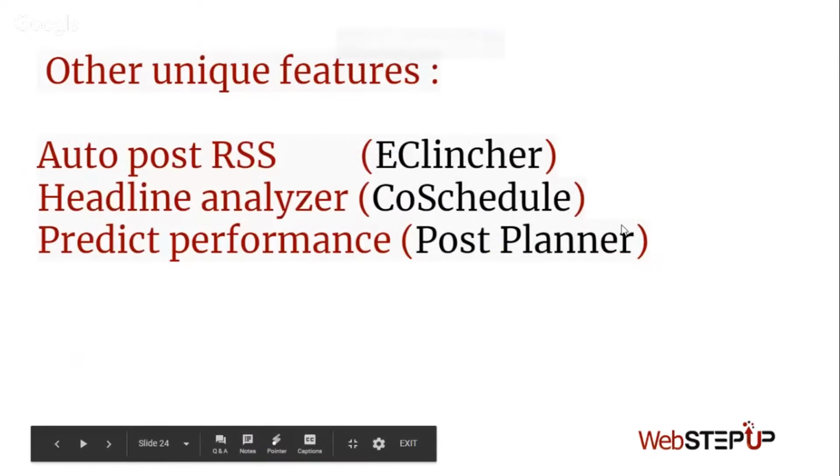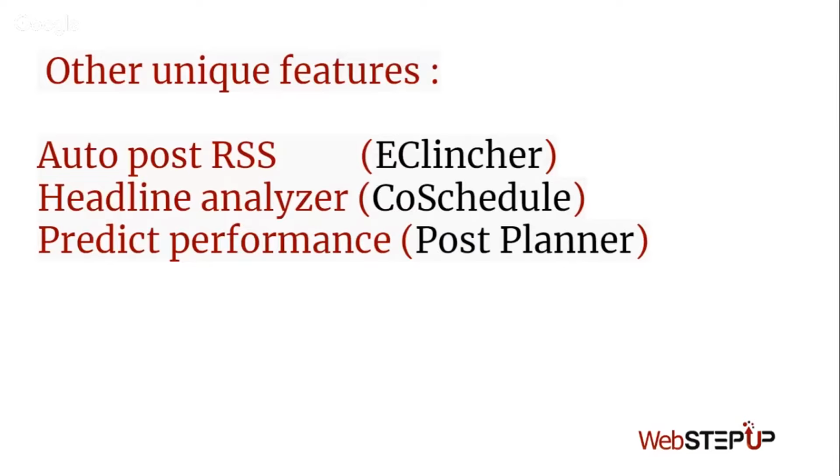Other examples of unique features would be the auto post RSS feature of eClincher, which means that if you want to continuously post content from a certain website and you have the RSS feed of that, then you can use eClincher for this purpose. Or the predict performance feature, where Post Planner helps you predict the kind of reach and engagement that your post will have. So if your business requires these kind of functionalities, then the tool choice becomes that much easier, right?